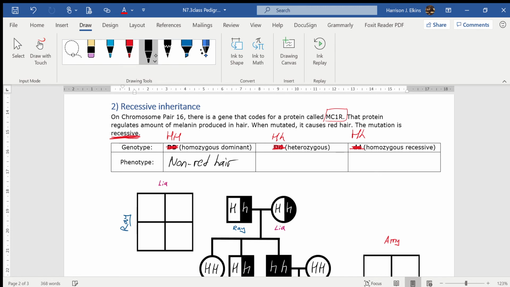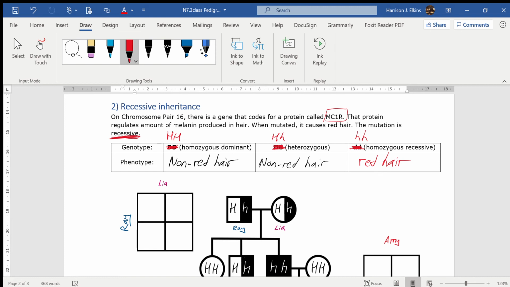What if you have a big H from your father and a little h from your mother? In that case, you would still have non-red hair, because that big H from your father is going to cover up the one from your mother. This could also be from your mother and the other one from your father. It doesn't really matter. This one would be non-red hair. Only if you have two recessive alleles, little h, are you going to express it and actually have red hair. Only if you have two small recessive alleles.